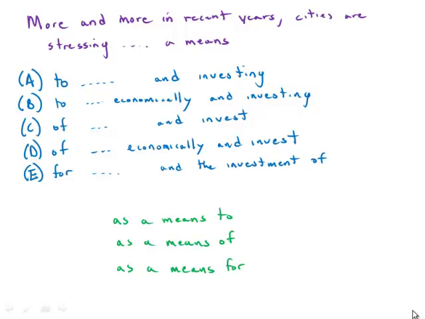This one begins with a very tricky idiom: a means to, a means of, or a means for. When we say "blank as a means to," what we're talking about is that we're taking some sort of step, and we're hoping that step will lead to a result that is something completely different. I'm going to take this step as a means to achieve some other kind of result. And so the point is those two are very different things.